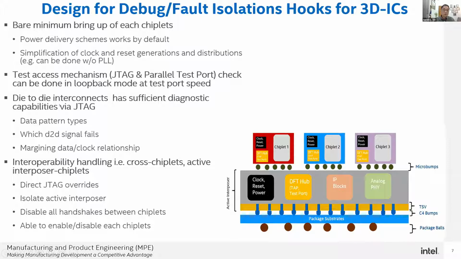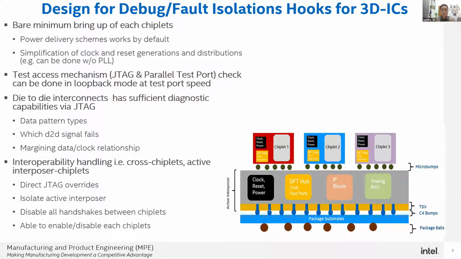So the third thing is about die-to-die interconnects having sufficient diagnostics. Yesterday, my colleague Srijit did talk about die interconnects test. So this is more towards how you debug die-to-die interconnects, right? You need to have different data pattern types to identify which die-to-die signal is failing. You need to have a way to margin the clock and data relationship. I'll have one foil to talk about later.